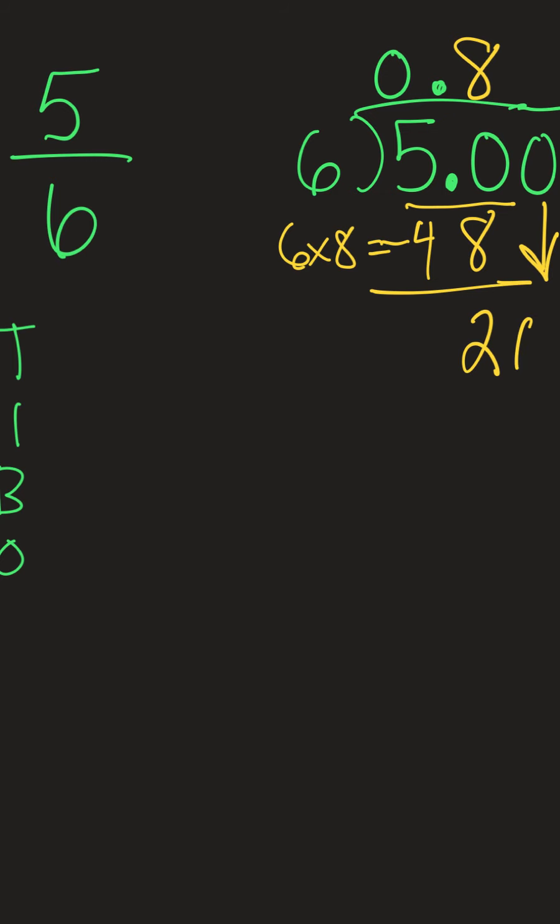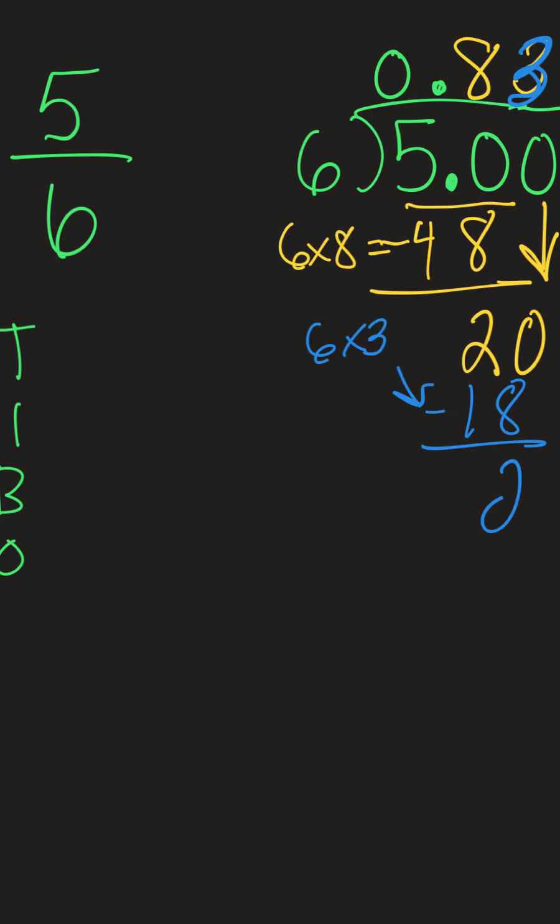So I'm going to bring down that 0 I put in earlier to keep this going and see what's happening here. Now, 6 into 20. How many times can I put 6 into 20? Well, that would be 3. 6 times 3 gives me 18, and I end up with a 2 again. Now, if I drop another 0 down, you notice I have a 20 here and a 20 here? Well, that's going to keep happening.